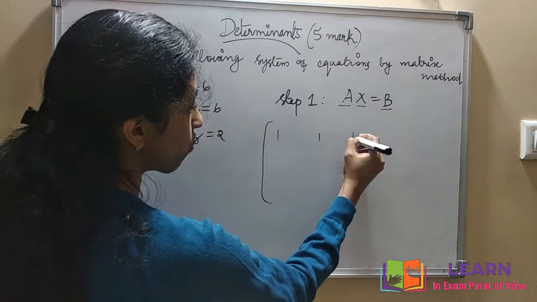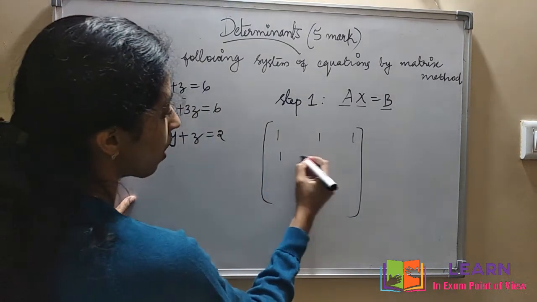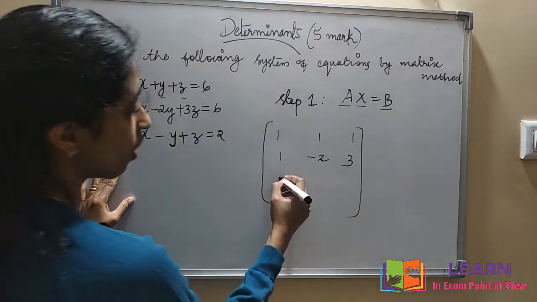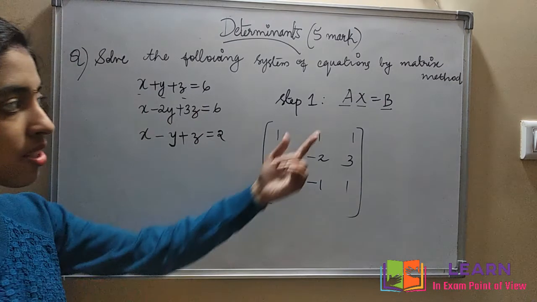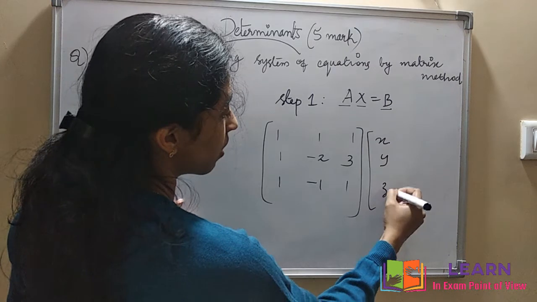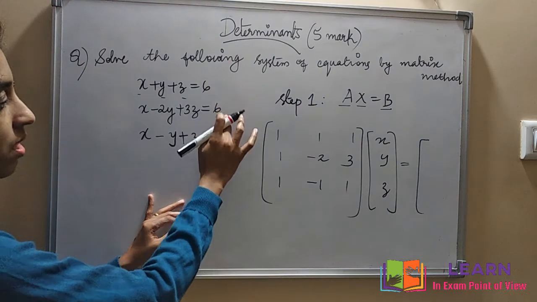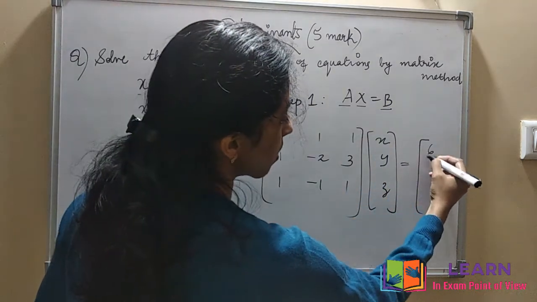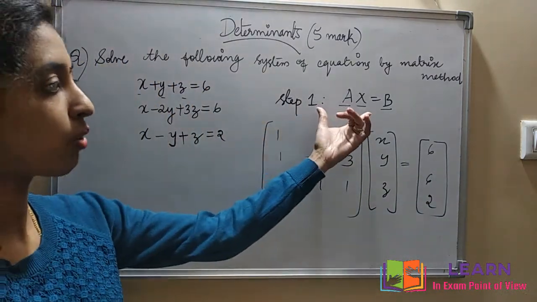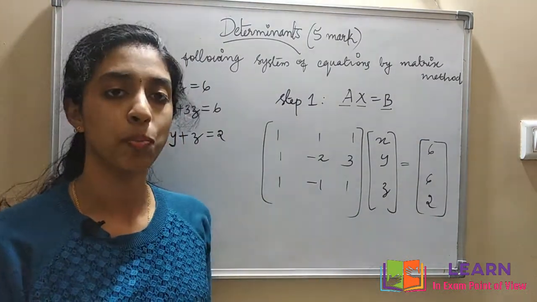So the first row becomes 1, 1, 1. Then the second row becomes 1, minus 2, 3. Third row becomes 1, minus 1, 1. This is A. X means all the variables present, that is x, y, z. And B means the values after the equal to sign, 6, 6, 2. That is B. First step we have completed. We have to express this system of linear equations as Ax equal to B.